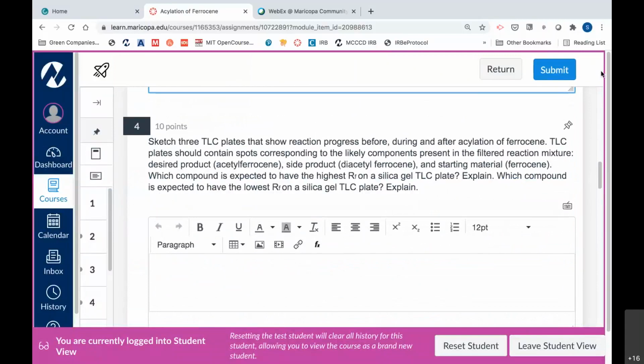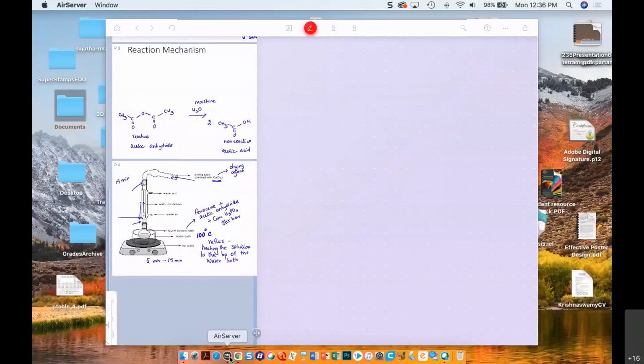We're going to have the desired product, acetylferrocene. We're going to have the undesired side product, diacetylferrocene. And if you have any unreacted starting material, ferrocene, we're going to have that. And then we're going to spot it. And once we spot it, we should be able to say which one has the highest Rf, lowest Rf, and we should be able to explain it. So let's get those TLC plates. We want to have 3 of them.